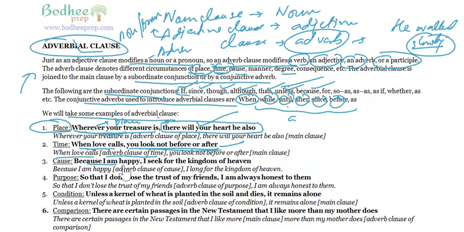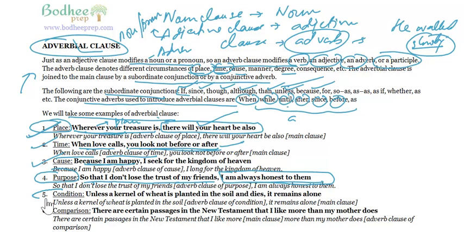Because I am happy, I seek for the kingdom of heaven. And why? Because I'm happy is basically the adverb clause of cause. So this shows place, this shows time, this shows cause. There is also the adverb clause of purpose. So that I don't lose the trust of my friends, I am always honest to them. I am always honest to my friends is the main clause, and the purpose is so that I don't lose the trust of my friends. So this becomes the adverb clause of purpose.